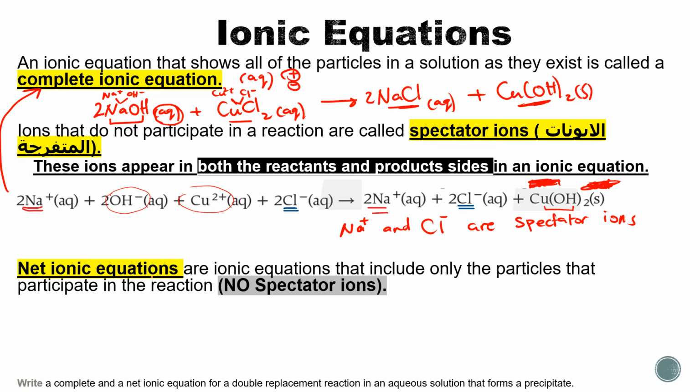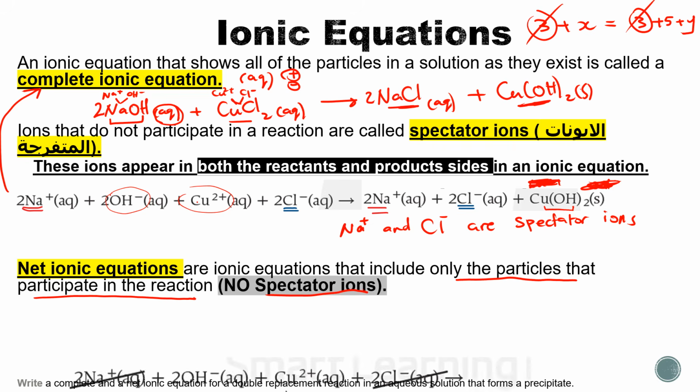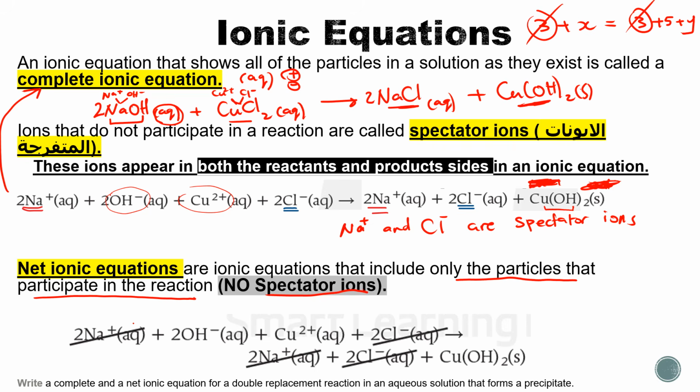the net ionic equation. So net ionic equations are ionic equations that include only particles that participate in the reaction, no spectator ions. الأيونات المتفرجة موجودة في اليسار وفي اليمين. مثلا عندي معادلة 3 plus x equals 3 plus 5 plus y. الثلاثة والثلاثة هني في المعادلة نقدر نكنسلهم صح؟ يعني نفس الشيء في اليسار وفي اليمين. So same thing here. The spectator ions are the same in the left side and the right side. So we can cancel them. Can you see? So we cancel Na and Na. We cancel Cl and Cl.